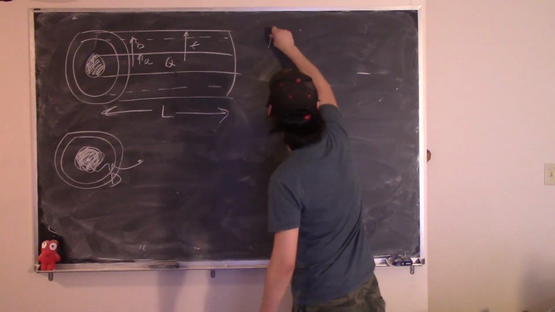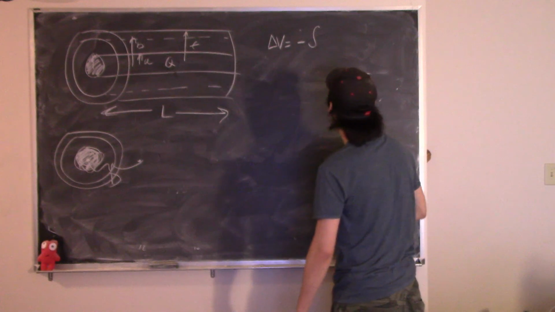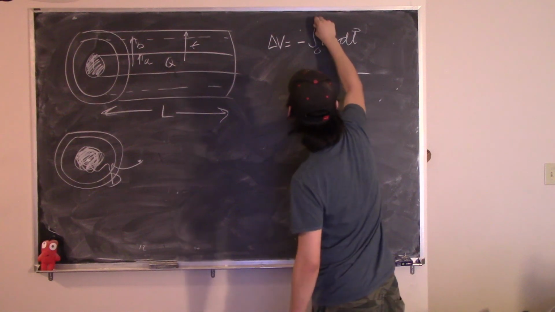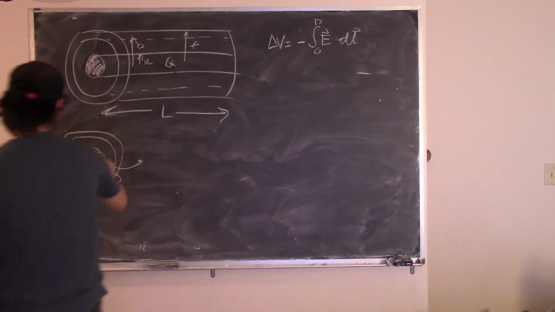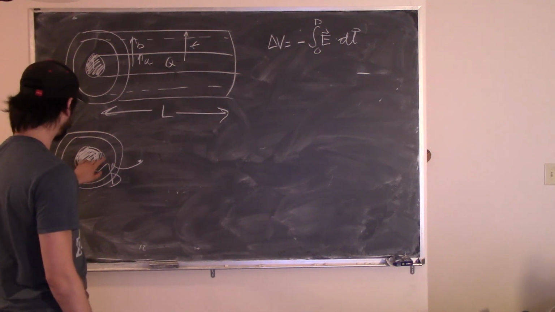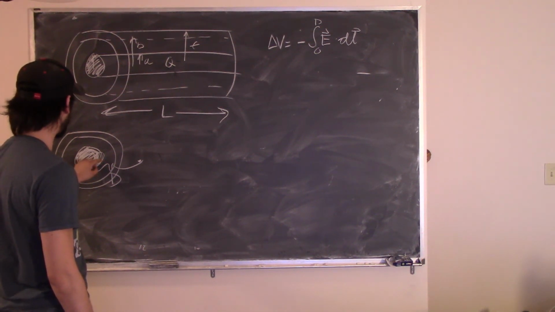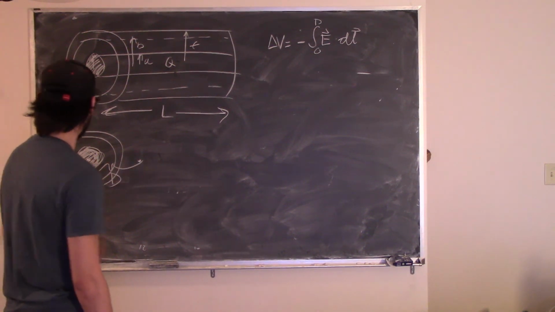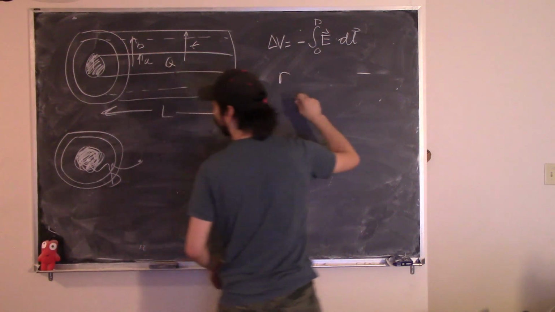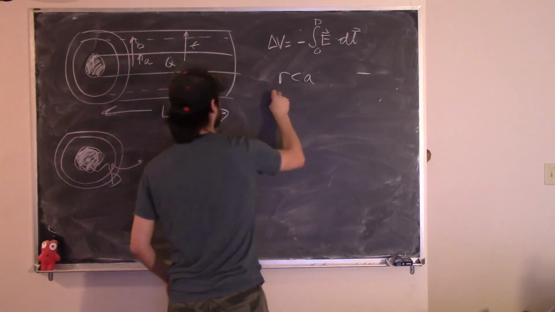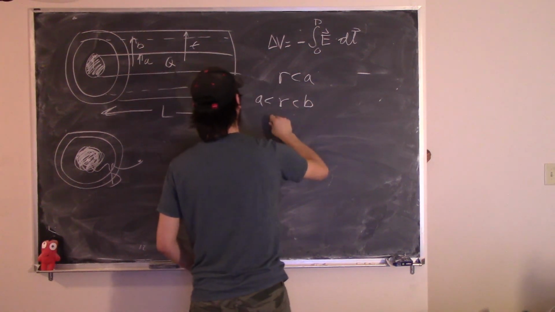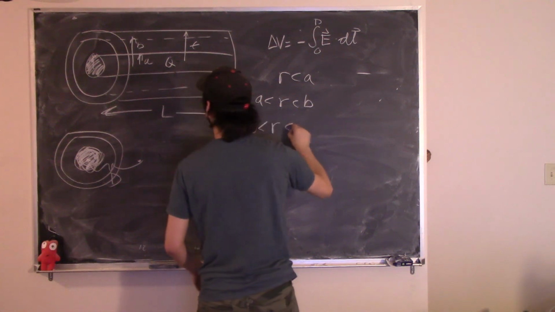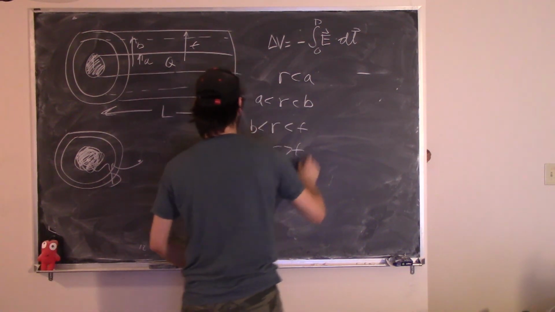So we want to find delta V is equal to the negative integral of E dot dl between 0 and d. And so what that means is we need to find the electric field in 4 regions. 1, 2, 3, 4. Okay. So in order to do that, the regions that I'm interested in are R is less than A, R is greater than A and less than B, R is greater than B and less than F, and R is greater than F.